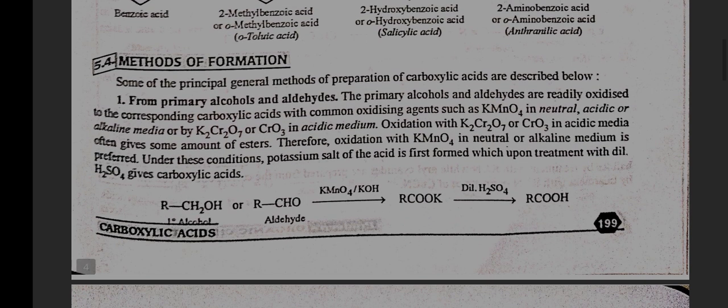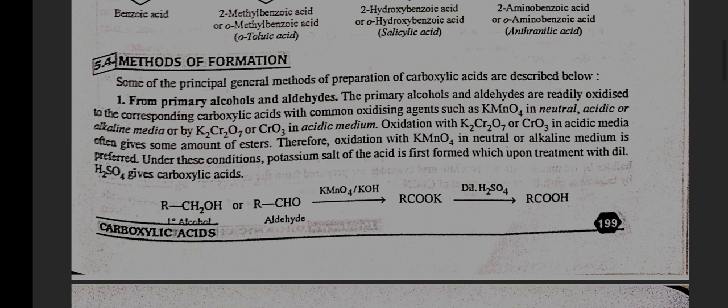Methods of formation. Some of the principal general methods of preparation of carboxylic acids are described below. First, from primary alcohols and aldehydes. The primary alcohols and aldehydes are readily oxidized to the corresponding carboxylic acids with common oxidizing agents such as KMnO4 in neutral, acidic, or alkaline media, or by K2Cr2O7 and CrO3 in acidic medium.